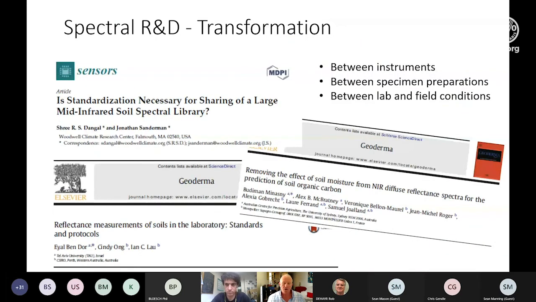So sitting behind that, of course, is a lot of R&D going on in the spectral space. Brendan and Uta and others, Ryan, that are involved in there. And largely we're looking at issues of harmonisation between different instruments, between the way people are preparing the samples, and then in the NIR space, the use of spectrometers between the lab conditions that we've built large spectral libraries on, and the field conditions.